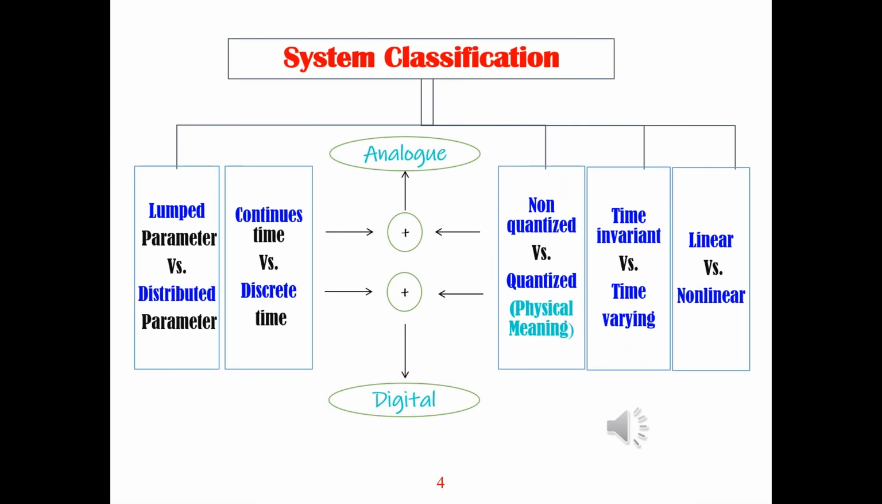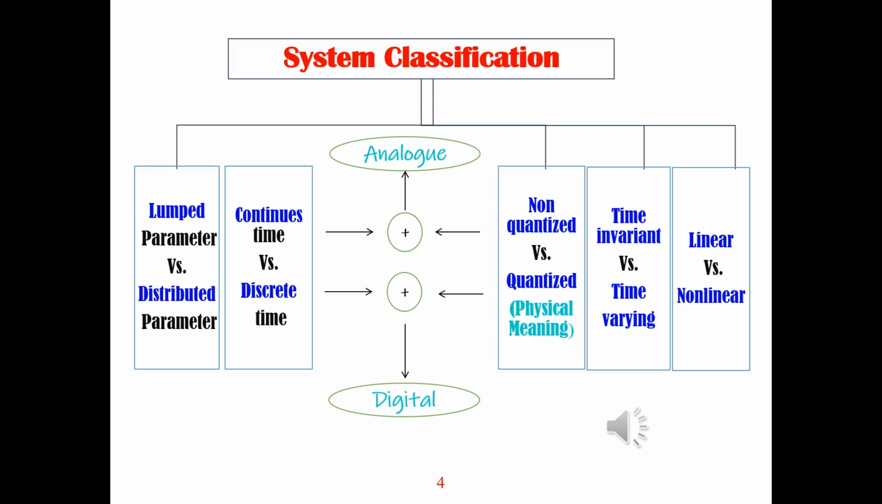Systems can be classified in different ways, depending on their properties. At the highest level, we distinguish between analog systems and digital systems. Analog systems deal with continuous signals, while digital systems work with discrete signals. But beyond that, both types of systems can be further categorized using the same criteria. For example, a system may be a lumped parameter system, where variables are concentrated at distinct points, or a distributed parameter system, where variables spread continuously across space.